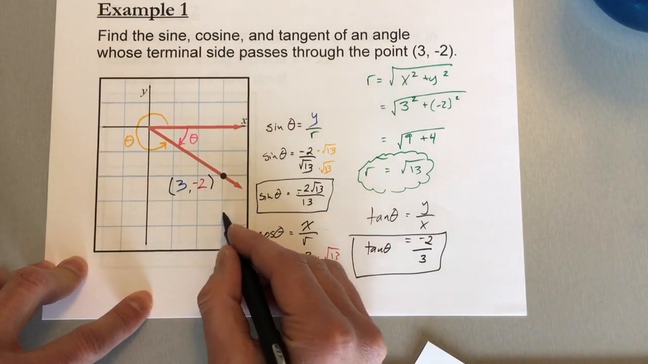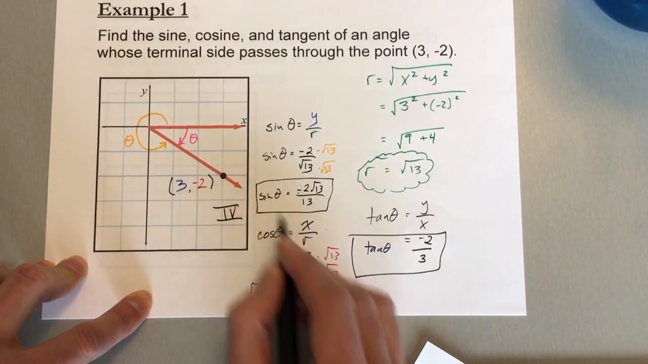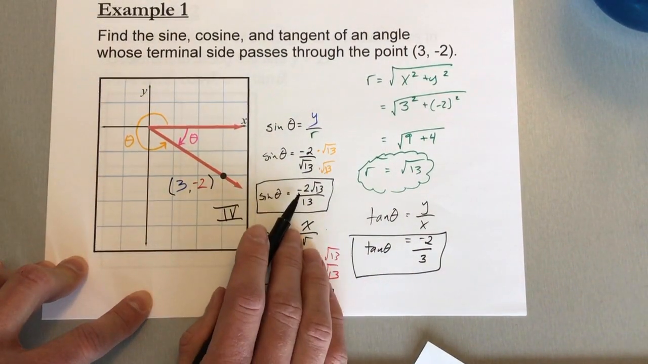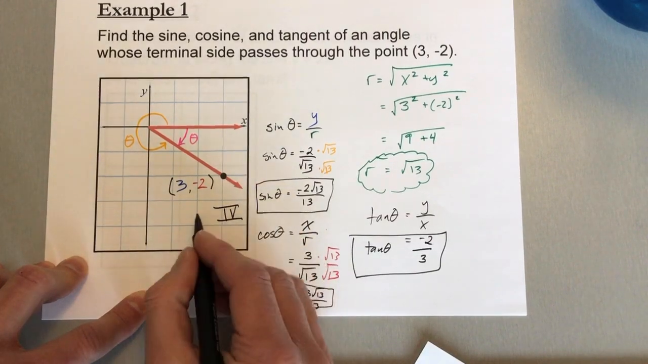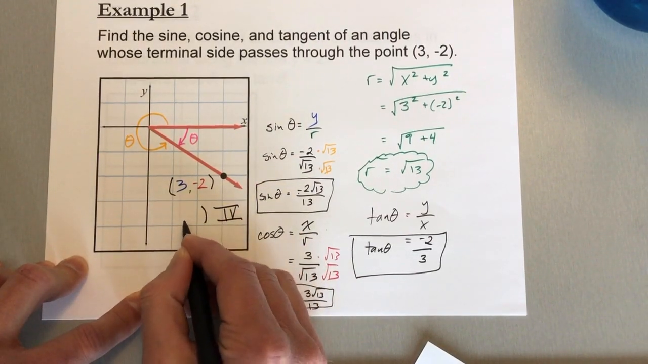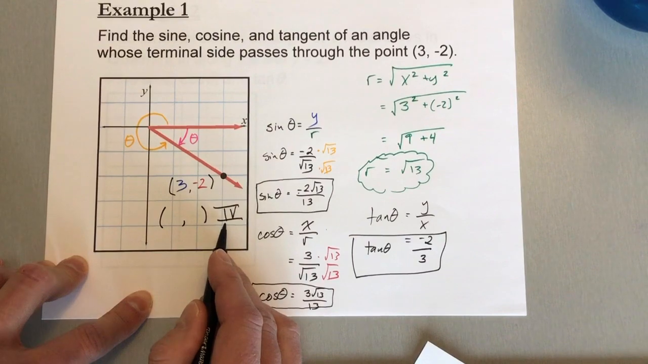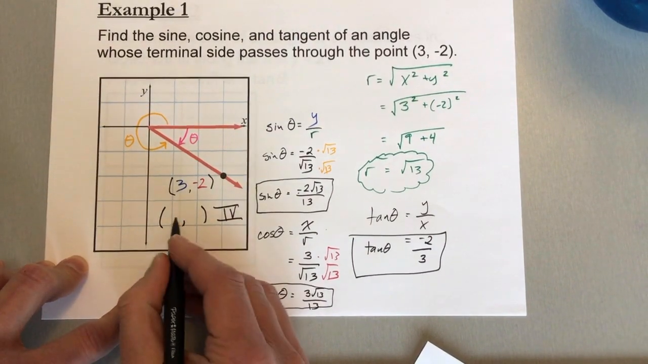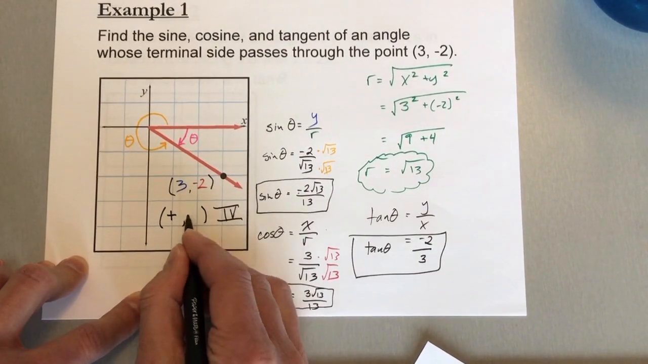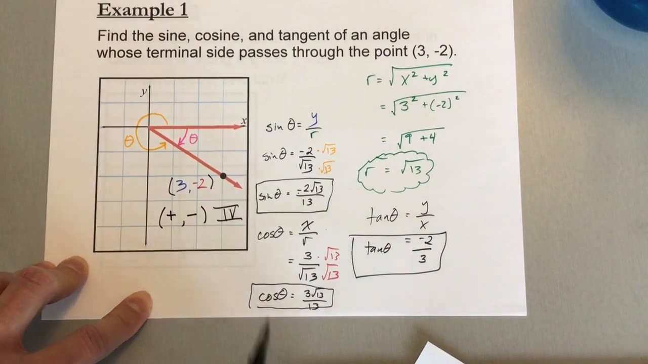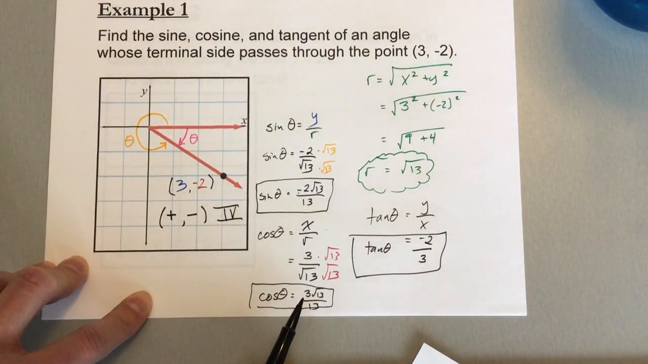Now, since this angle passes through a point in quadrant 4, it's not too surprising that the sine is a negative value, because whatever the coordinate might be, if it lies in quadrant 4, the x value is positive and the y value is negative. And that's why we got a cosine that's positive.